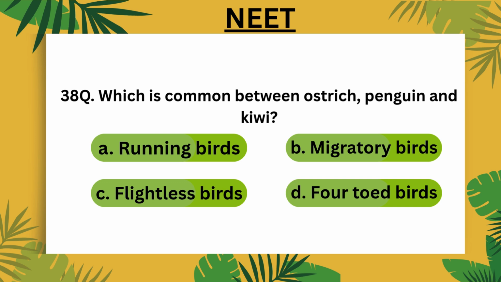Thirty-eighth question. Which is common between ostrich, penguin and kiwi? A. Running birds. B. Migratory birds. C. Flightless birds. D. Four-toed birds.